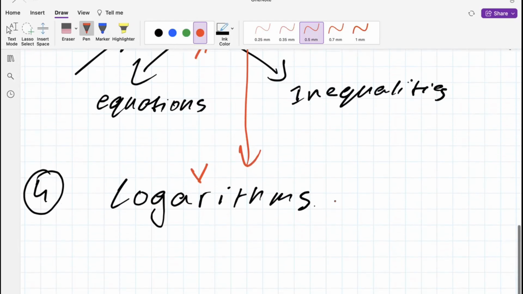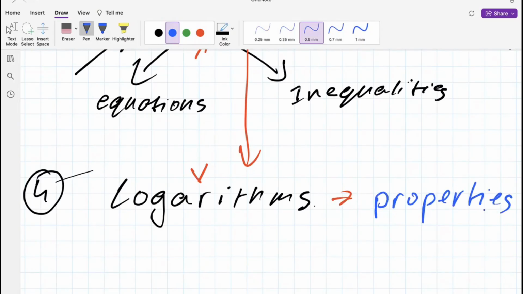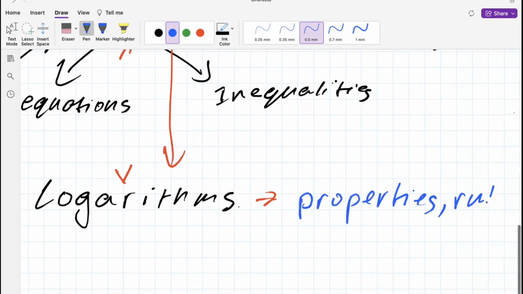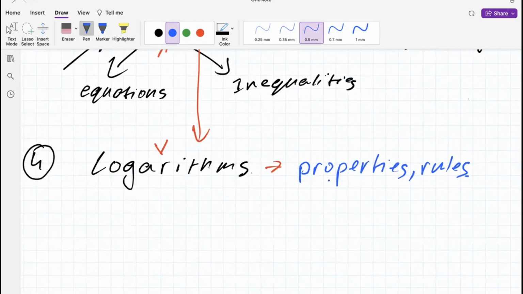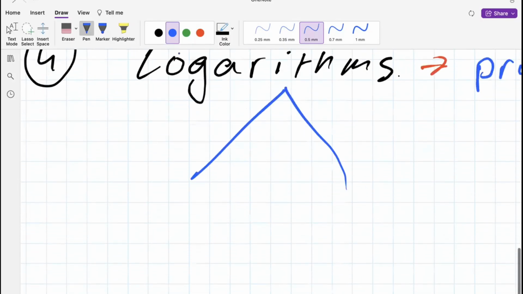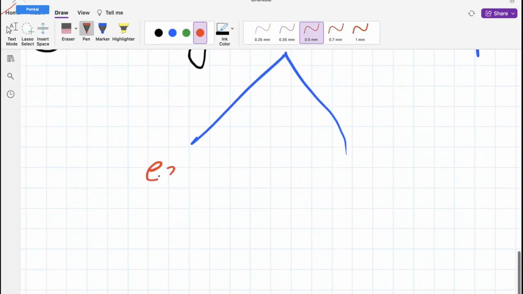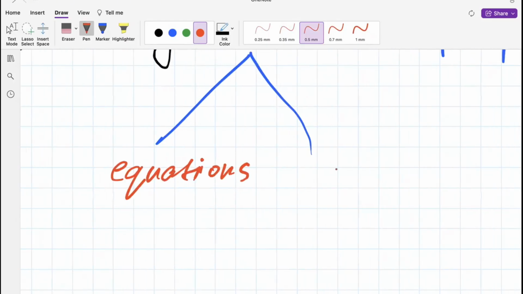And so logarithms, of course, have properties. They have some rules. We'll cover some properties and rules of logarithms. Let me write properties, rules. Okay, once we are fluent at properties and rules, we'll go for logarithmic equations and logarithmic inequalities. So let me write equations and inequalities.